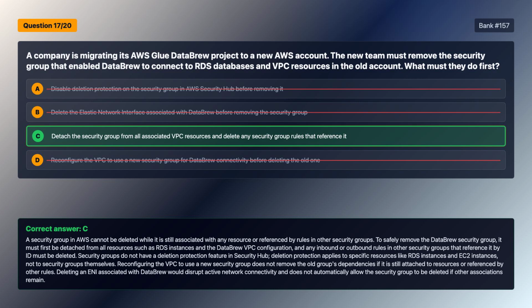Security groups do not have a deletion protection feature in Security Hub. Deletion protection applies to specific resources like RDS instances and EC2 instances, not to security groups themselves. Reconfiguring the VPC to use a new security group does not remove the old group's dependencies if it is still attached to resources or referenced by other rules. Deleting an ENI associated with Databrew would disrupt active network connectivity and does not automatically allow the security group to be deleted if other associations remain.